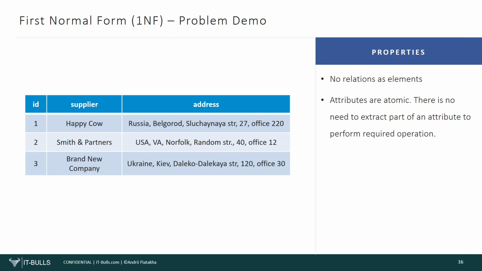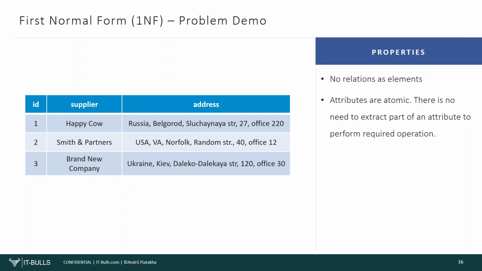Imagine that you have a supplier table, and each supplier has its legal address. This address contains country, city, street, building, office number. But what if your application needs to perform operations with suppliers based on their country location? You need to be able to extract all suppliers from Russia, or all suppliers from India, or Ukraine, or USA. How can you do this with this data model?